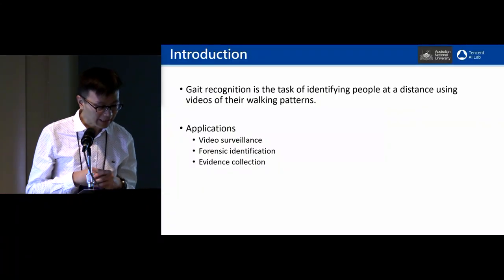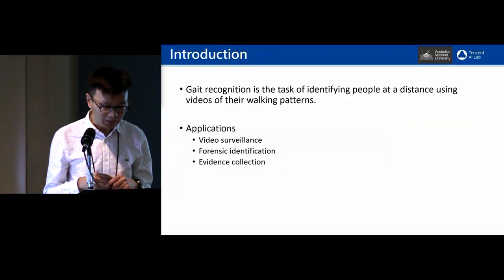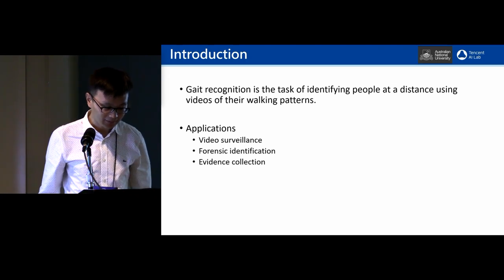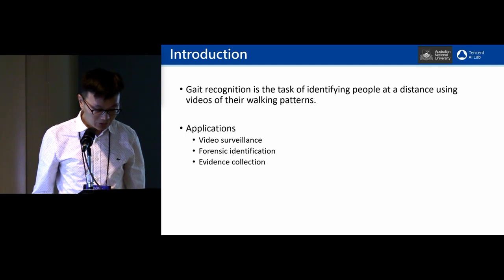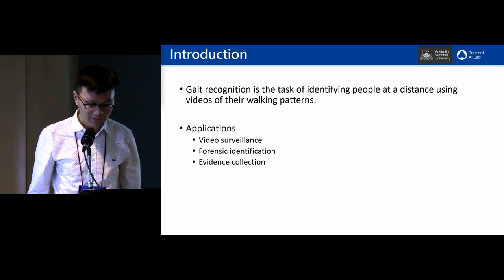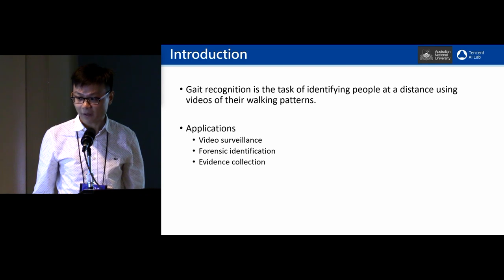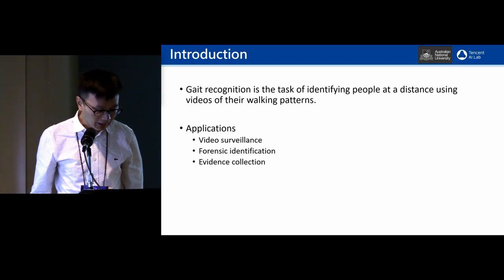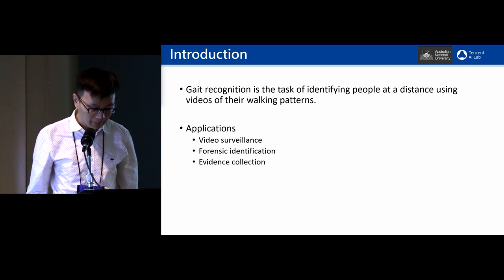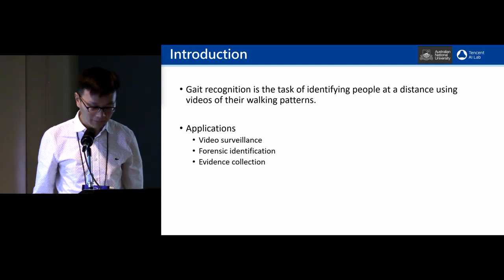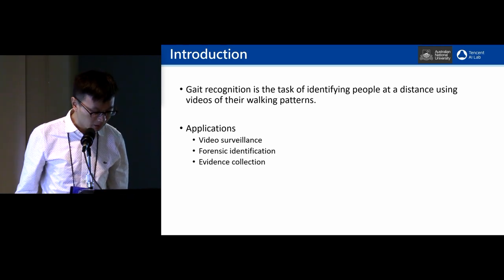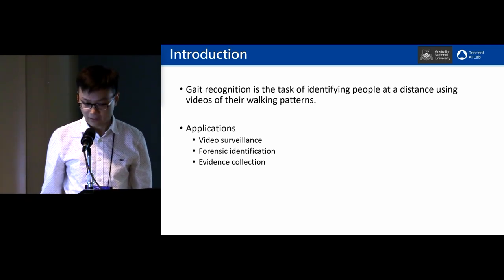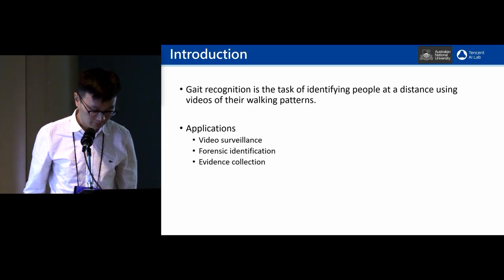Gait recognition is the task of identifying people at a distance using videos of their walking patterns. This is an active research topic in the field of computer vision due to its importance in real-world applications, such as video surveillance, forensic identification, and evidence collection. As a behavioral biometric, gait exhibits unique advantages over other biometrics like fingerprints, iris, and face, because gait-based methods can identify subjects from low-resolution video sequences without subjects' cooperation.